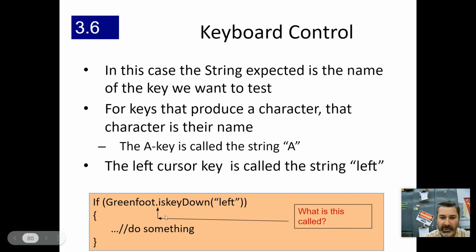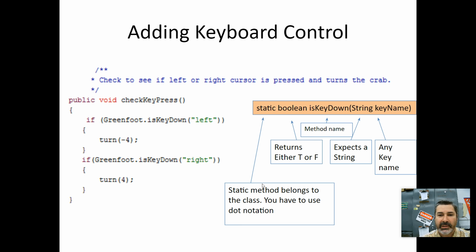What is this called, by the way? I'm going to quiz you on that. What is that thing called? That is called the dot notation, because we're getting the isKeyDown method from Greenfoot. We didn't have access to it, but now we do because we're telling it where to look for it. All right, let's keep going.